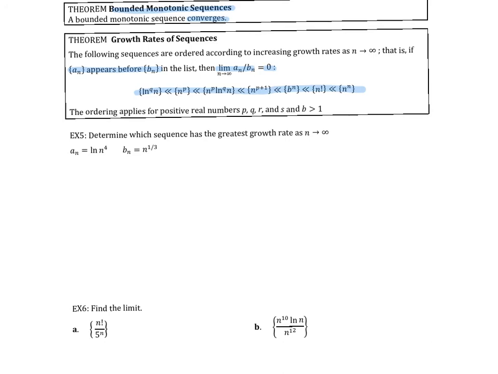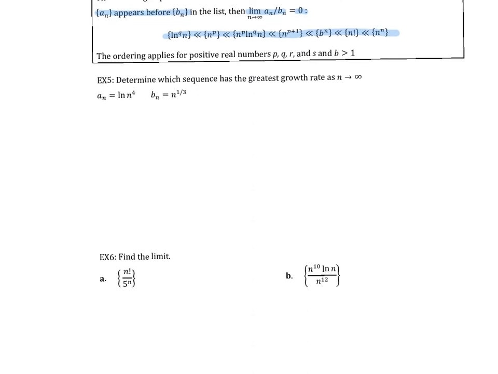In example 5, we want to determine which sequence has the greatest growth rate as n goes to infinity. So I can simply take the limit as n goes to infinity, and it really doesn't matter which one you put on top. I'm going to just put them as I'm reading them. Natural log of n to the 4th over n to the 1/3. And notice as n goes to infinity, natural log of infinity is infinity. So this is going to be infinity over infinity to the 1/3, which is still infinity.